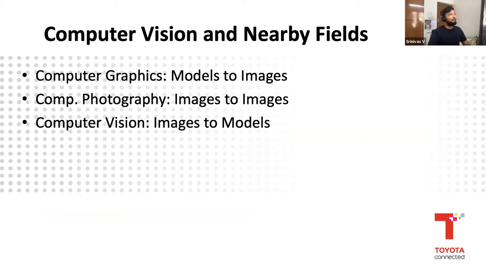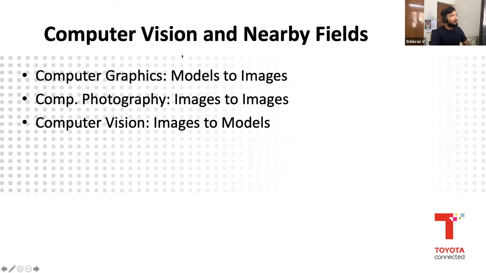As I explained, computer vision has allied fields. You have computer graphics, which basically takes models to images, models in the sense of real-world models. Then you have computational photography, which is basically images to images. You take an image and produce an image. And in computer vision, you have an image and convert it into a model, in the sense of a mathematical model of it.